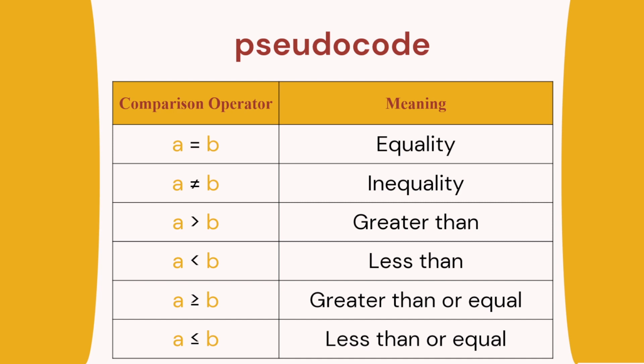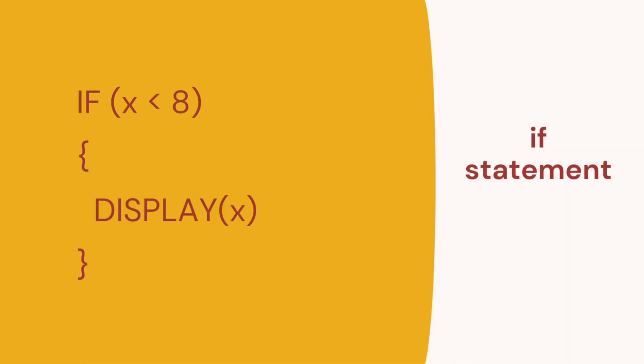So in pseudocode, these symbols, equals, not equals, greater than, less than, greater than or equal to, less than or equal to, are called comparison operators. And we can use them in the if statement. So this is pseudocode for an if statement. You can see we've got the if, we've got the condition in brackets, then we've got curly brackets, and inside these curly brackets is our code. In this case, just display x.